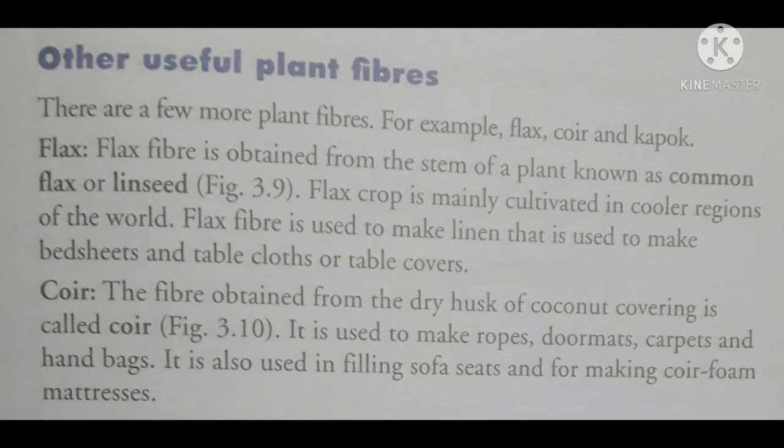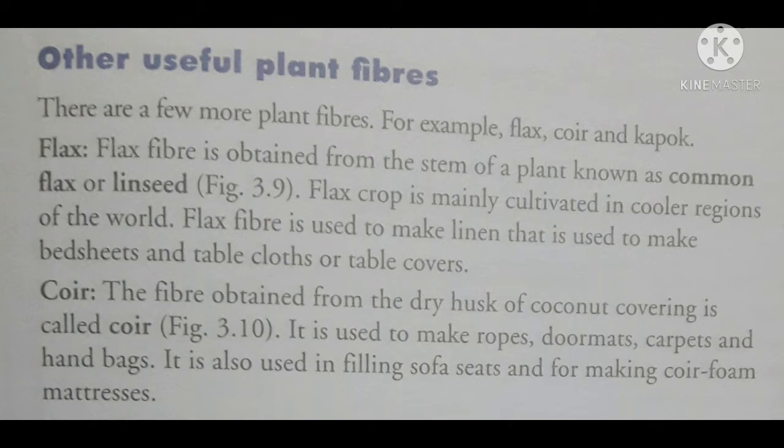Flax. Flax fiber is obtained from the stem of a plant known as common flax or linseed. Flax crop is mainly cultivated in cooler regions of the world, and flax fiber is used to make linen. Linen is the fabric that is used to make bed sheets and tablecloths or table covers. So the flax plant gives us linen fabric.